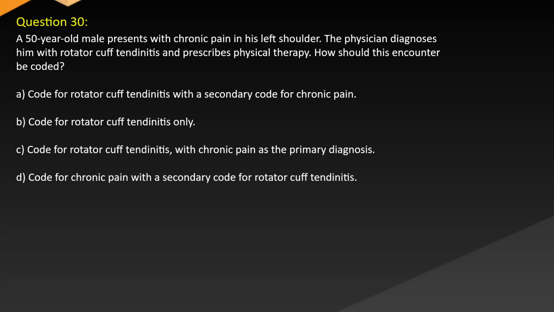Question 30. A 50-year-old male presents with chronic pain in his left shoulder. The physician diagnoses him with rotator cuff tendonitis and prescribes physical therapy. How should this encounter be coded? A. Code for rotator cuff tendonitis with a secondary code for chronic pain. B. Code for rotator cuff tendonitis only. C. Code for rotator cuff tendonitis with chronic pain as the primary diagnosis. D. Code for chronic pain with a secondary code for rotator cuff tendonitis.